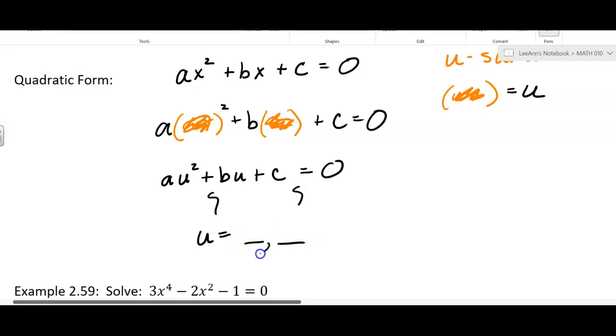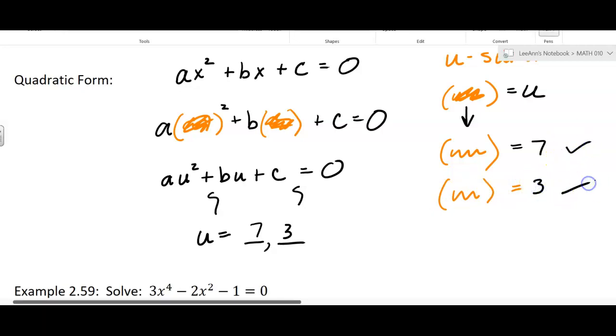The thing is, you're not done there. Then you have to go back and solve for whatever x is. So you have to go back and say, okay, my glob here, let's say we get answers like 7 and 3. Then you say that the glob equals 7, and then the glob equals 3, and then you'll have to solve those. So that's just an overview of what we're doing here. It's called the U substitution, and it's when our equation can be put in a quadratic form.